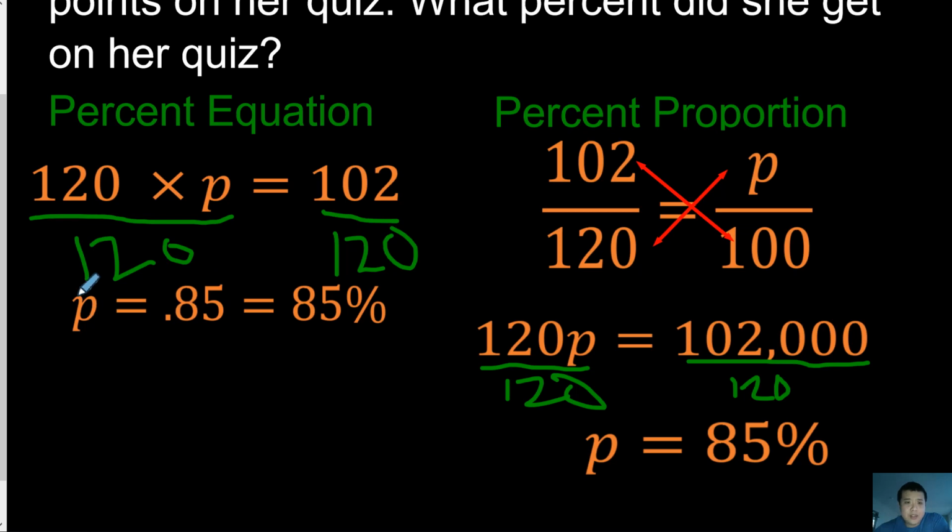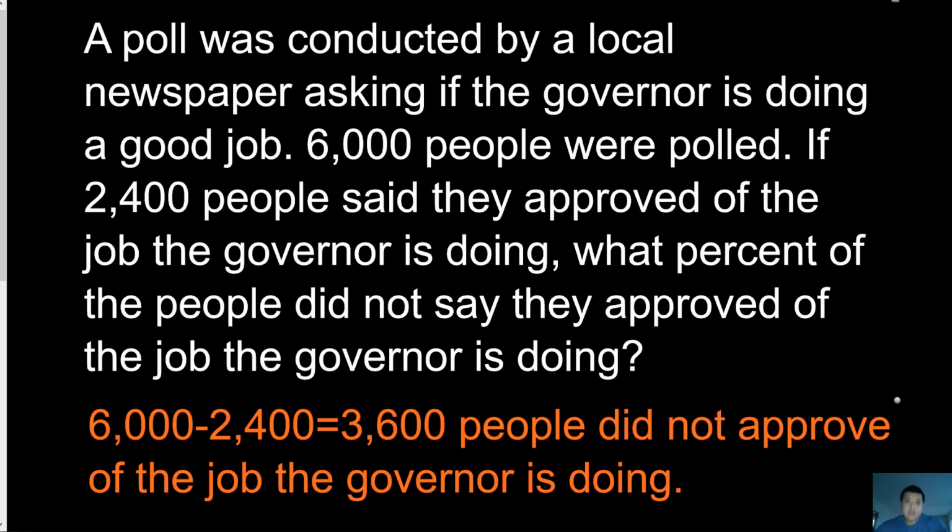Notice that our final answer in the equation, when we're looking for a percentage, gets us the decimal of the percent. And when we're dealing with proportions, we get the actual percentage as a number. So just be aware that we get the decimal here, which we have to convert into a percentage when we're using the equation. With the percent proportion, we don't have to do that because this part right here, this divided by 100, takes care of that for us. So this right here is our final answer, 85.